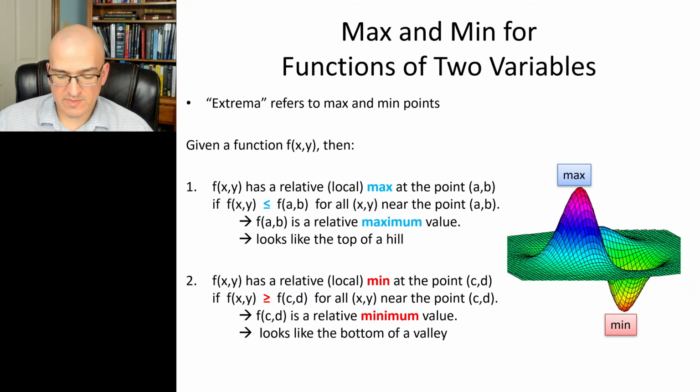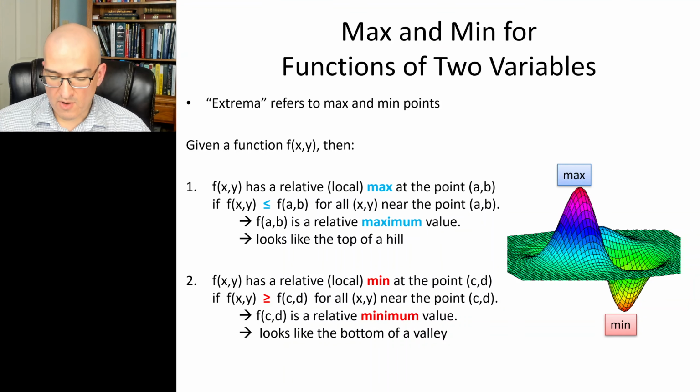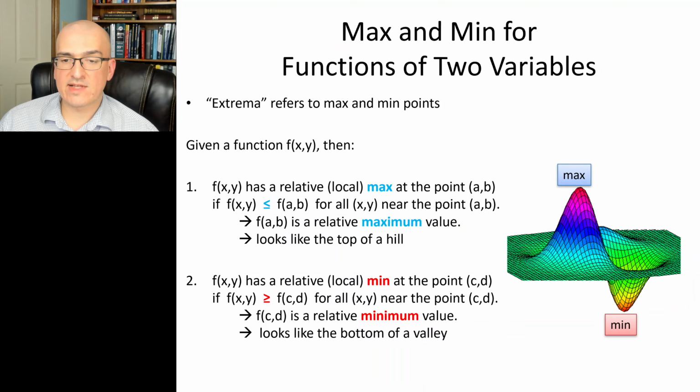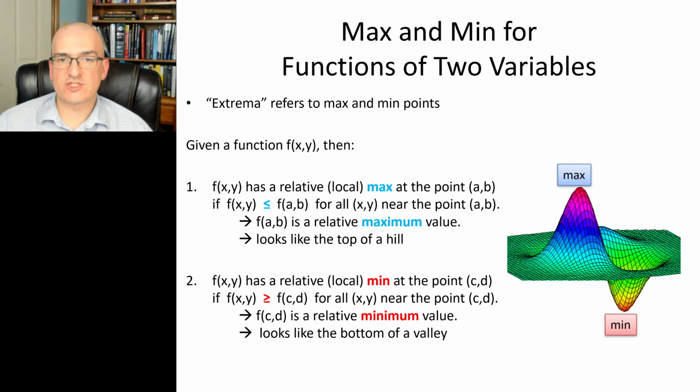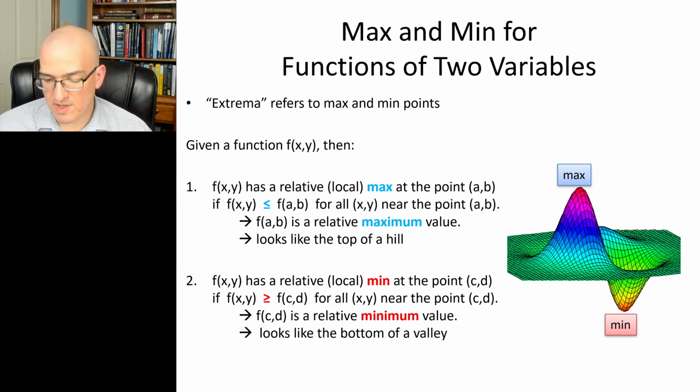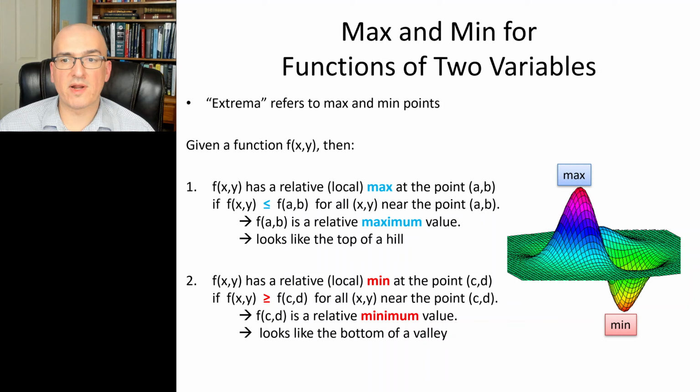Local min, very similar way to define. You are at a local minimum at C comma D if when you're standing there and you look around near your feet, there's no lower elevation. The value of the function at that point is smaller than the value of the function at nearby points. There might be a lower value somewhere else, doesn't matter. There can be multiple local minima on a function, just like there can be multiple holes dug into the ground.